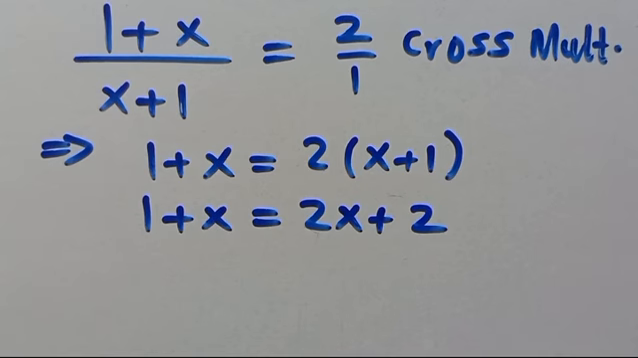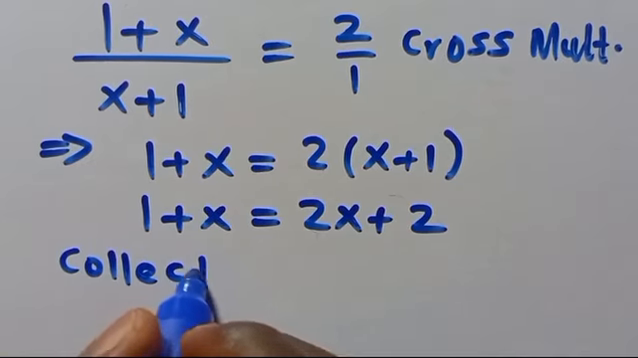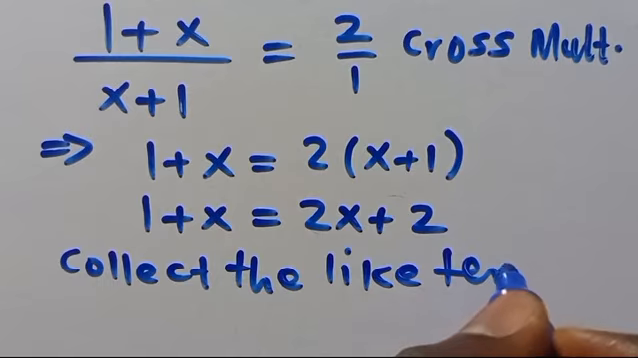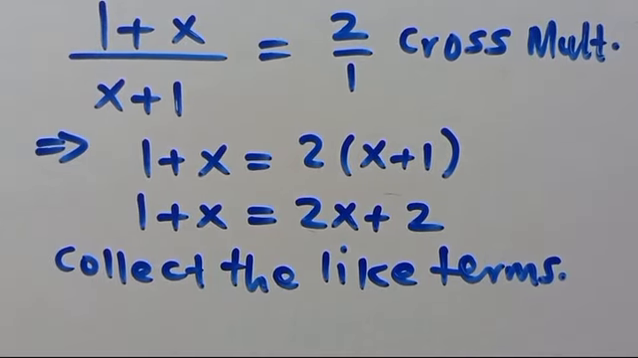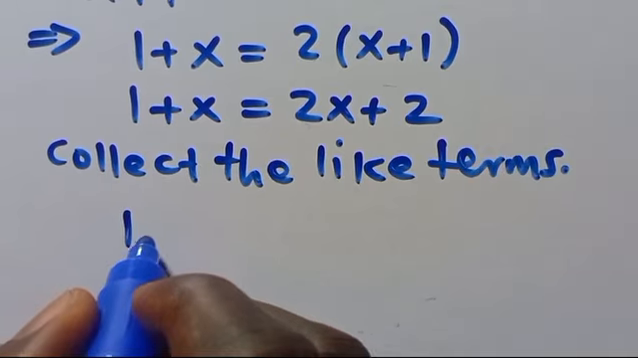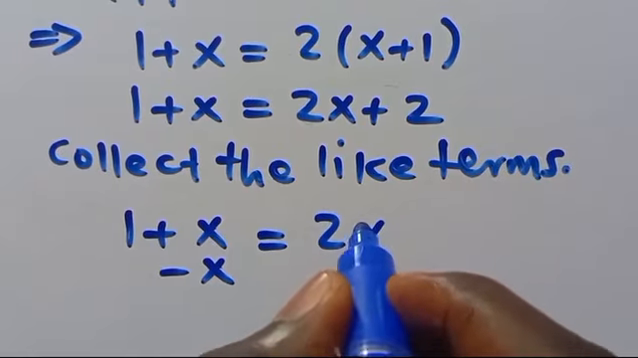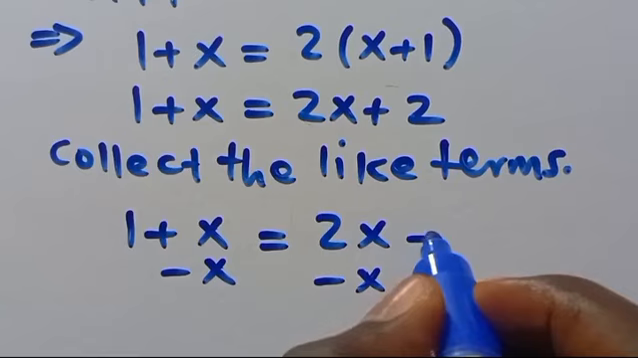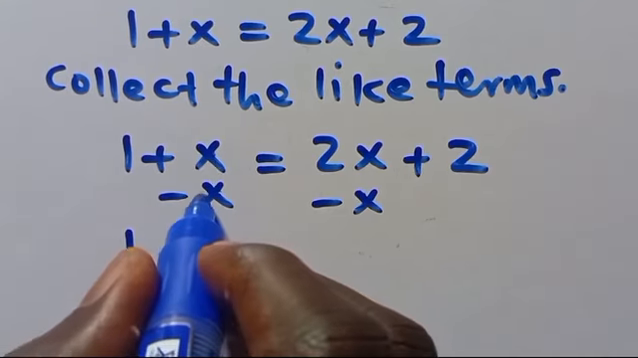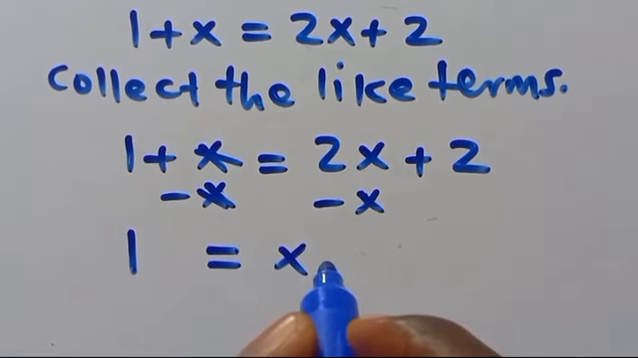Then from here, let's collect the like terms. By collecting the like terms, let's subtract x. From here we have 1 plus x minus x, equals 2x minus x here also. Then remember we have plus 2. So 1 plus x minus x will cancel out, and we have 2x minus x will give us x plus 2.